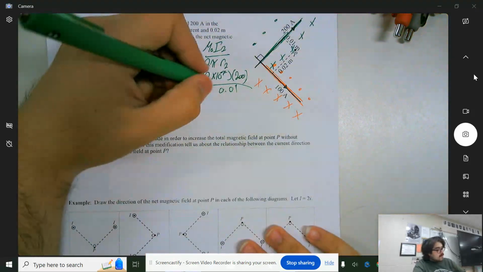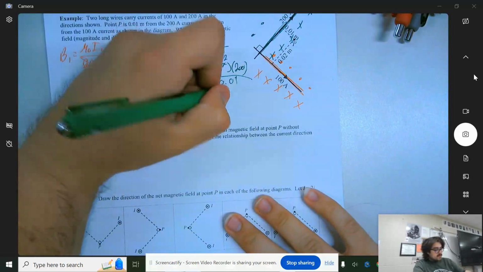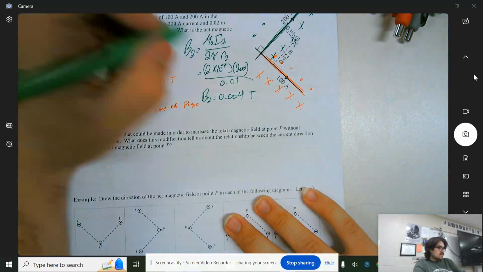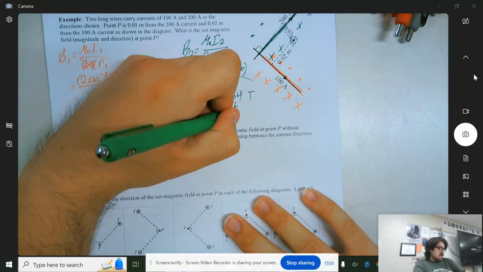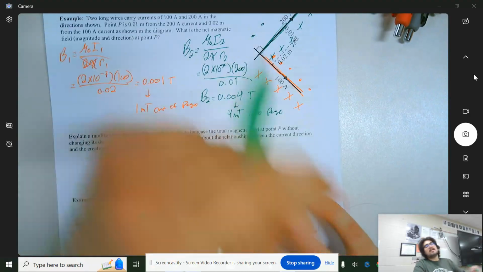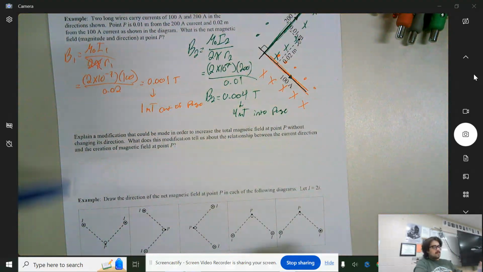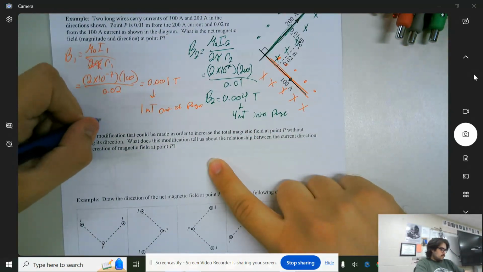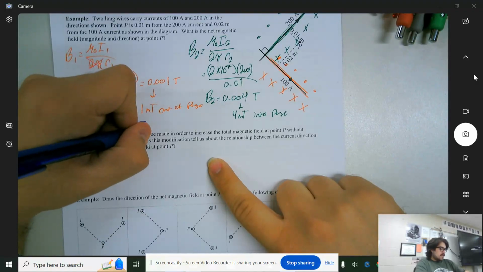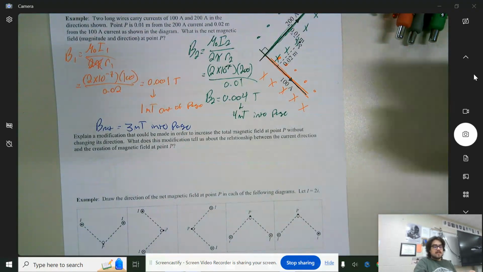There you go, okay? And then you end up getting the magnetic field, right? If you punch that into your calculator, you get 0.004 Teslas, which is the same thing as 4 milliteslas into the page, okay? And you probably don't even need to do any math to get this, because you should know that the net field would be equal to 3 milliteslas into the page, right? Because the into-page field is stronger than the out-of-page field.